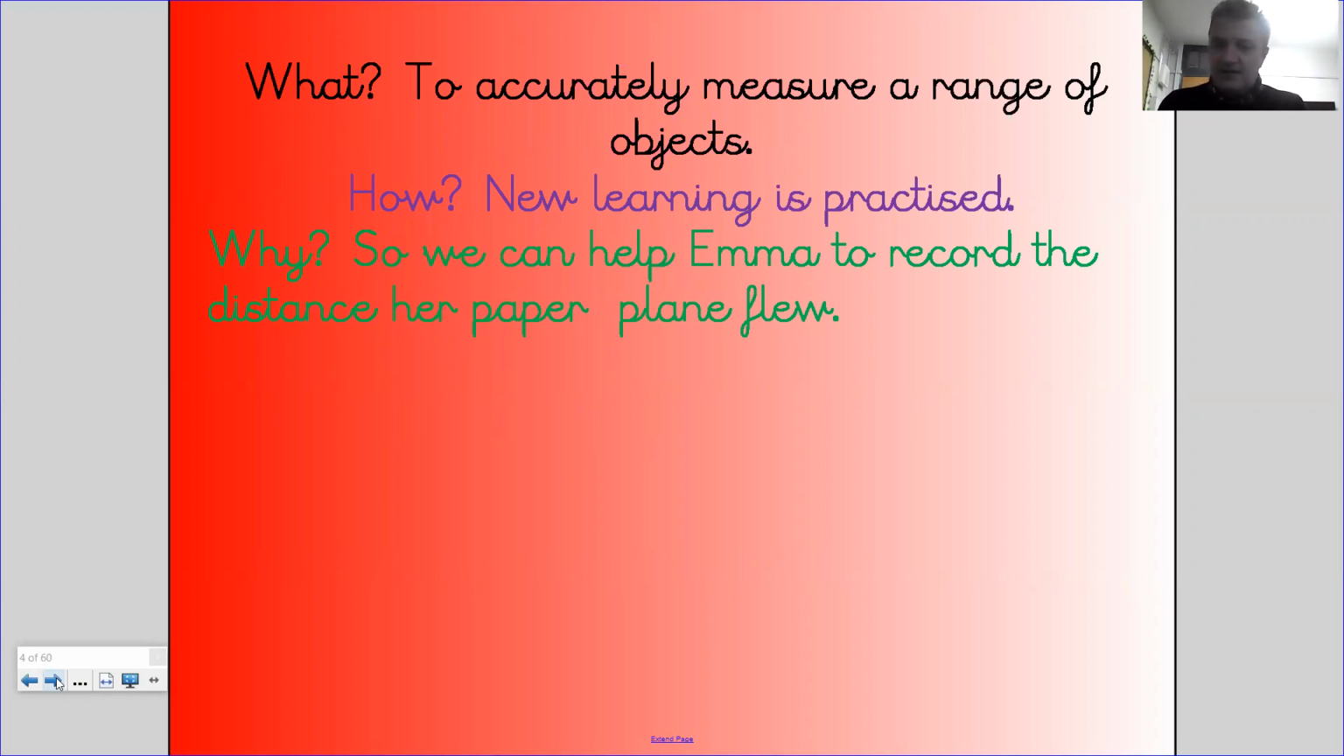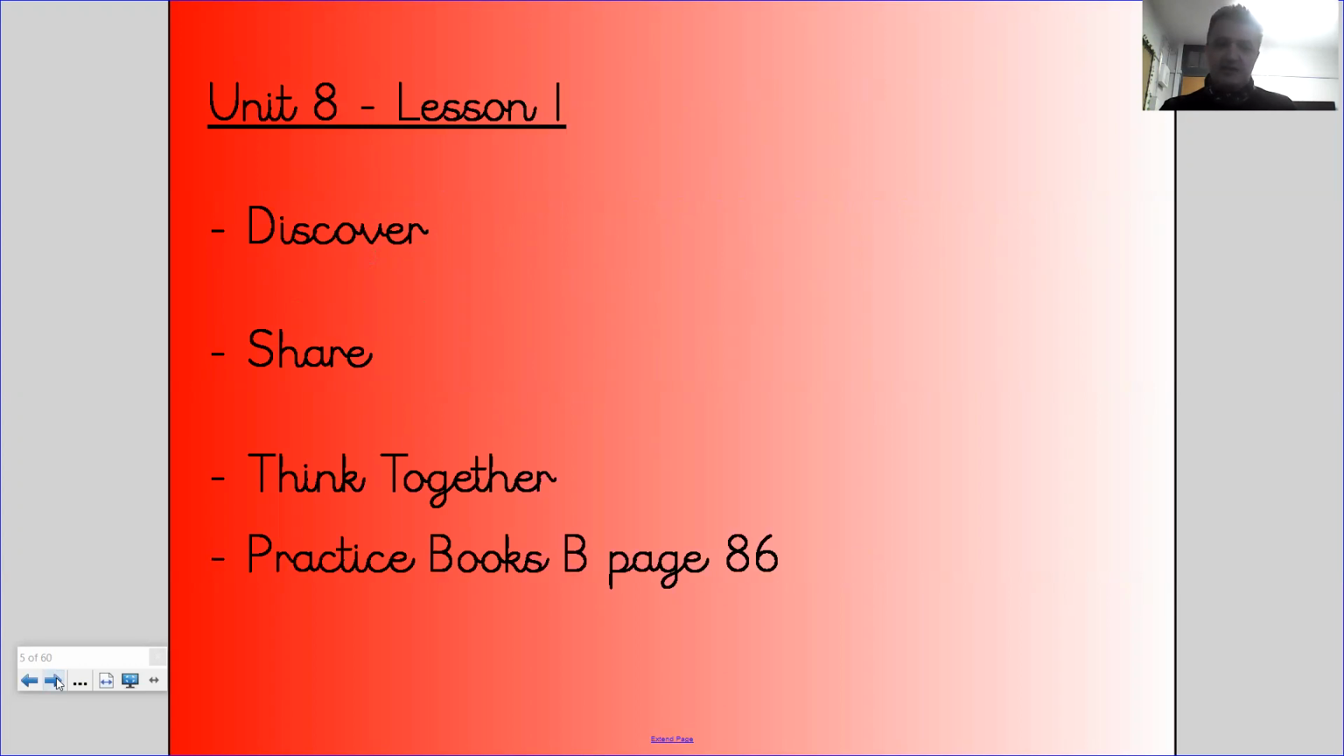We're going to carry on accurately measuring a range of objects. This time, a lot of these objects are in our book, and they are on my slides. New learning is practiced, so we can help Emma to record the distance her paper plane flew. It's lesson 8, unit 8, which is length. This is the first lesson in the textbook, because we did a lesson outside the textbook. So discover, share, think together, and then we'll go on to Practice Book B, page 86.